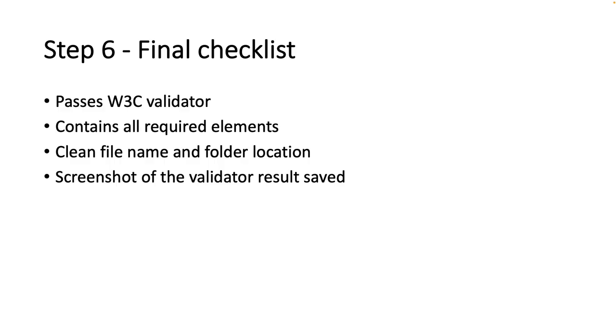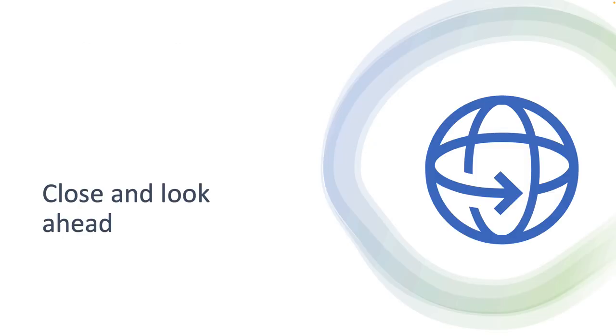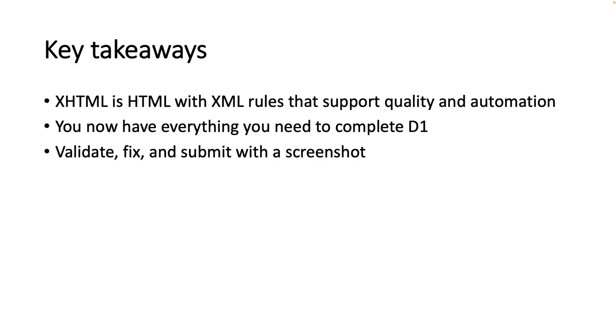Whew. So I'm going to go through the last couple of slides here, and then I'm going to do the demonstration. So closing and looking ahead, the key takeaways: XHTML is HTML with XML rules that support quality and automation. You now have everything you need to know, and everything you need to complete D1. You'll validate, fix, and submit with a screenshot.